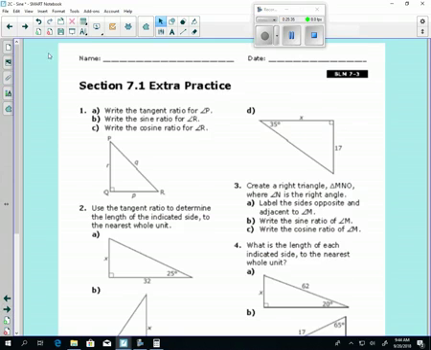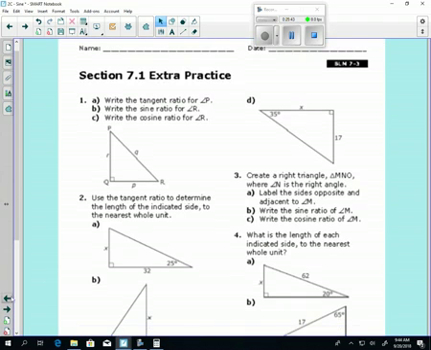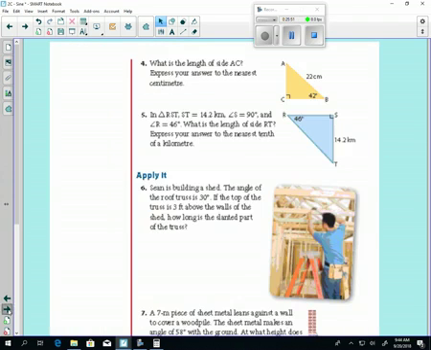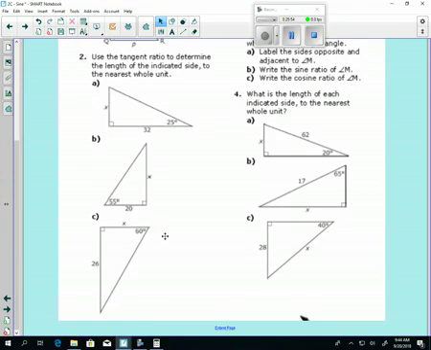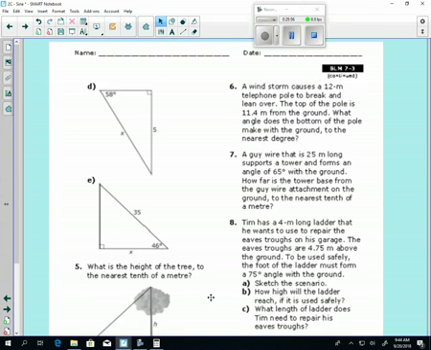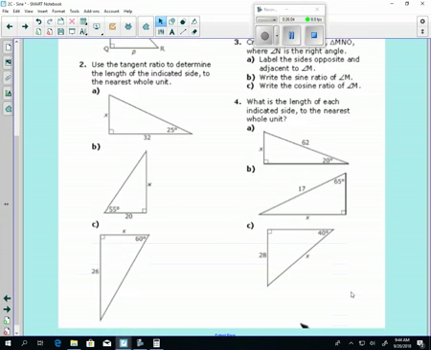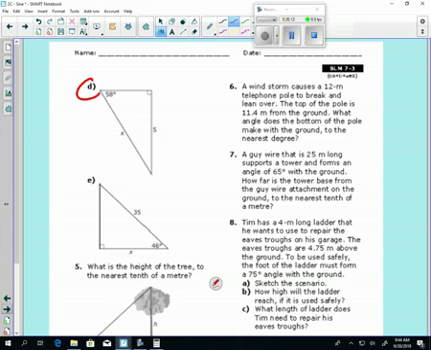And then the extra practice which I gave, you did some tangent, but today you're going to be working with the sines. So there is, and I forget which numbers I told you on those, 4 and 8. So we go back here. So you're going to be doing question 4. We'll be doing the A, B, C, D. And then question 8.